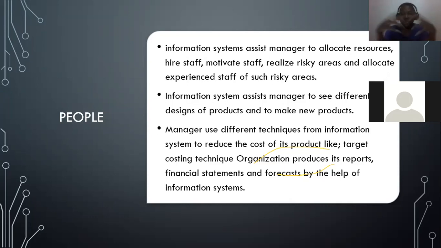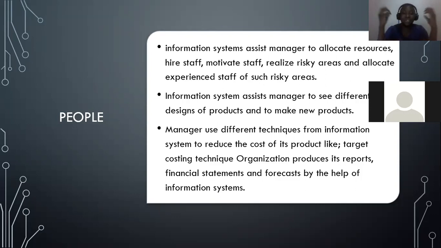All right, so let's look at the other dimension, which is people. An information system assists a manager to allocate resources, hire staff, motivate staff, realize risky areas, and allocate experienced staff to such risky areas. So remember, there are people within the organization that have got to be managed. Managers are assisted by information systems to know how to allocate resources, how to hire staff if it is an HRIS, to motivate staff, and realize risky areas. So information systems are there to assist managers with all of that.